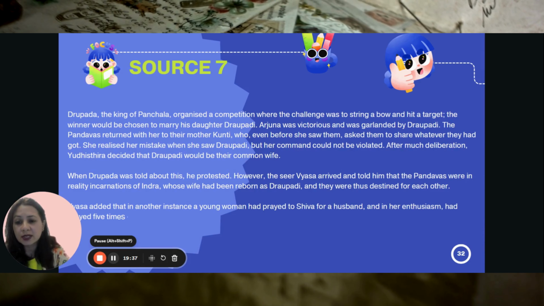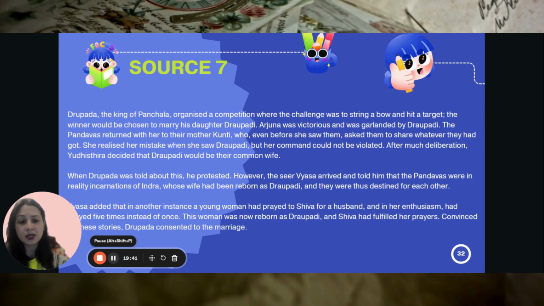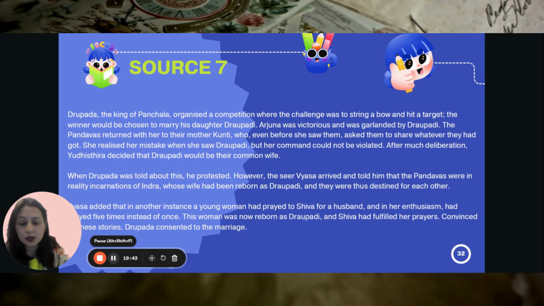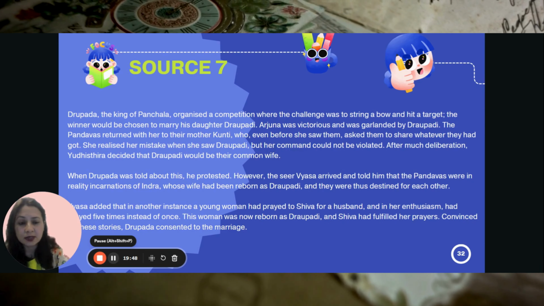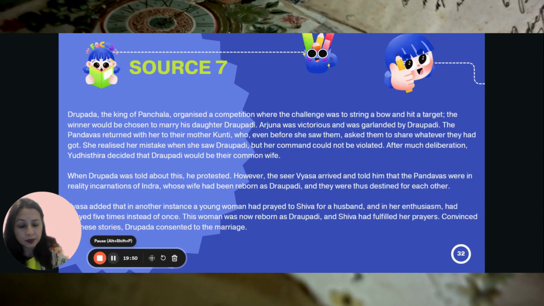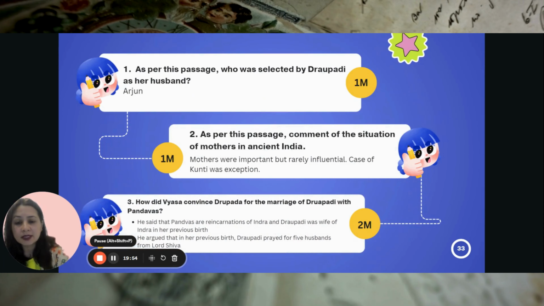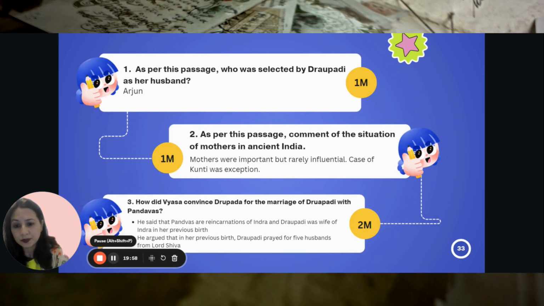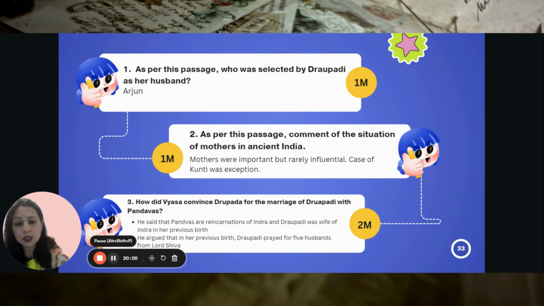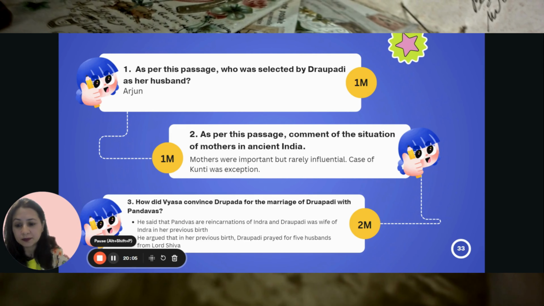So, this is source number seven. This talks about Drupad, who was the king of Panchal. This is about how Arjuna was victorious, and the marriage and all. As per this passage, who was selected by Draupadi as a husband? It was Arjun. As per this passage, comment on the situation of mothers in ancient India.